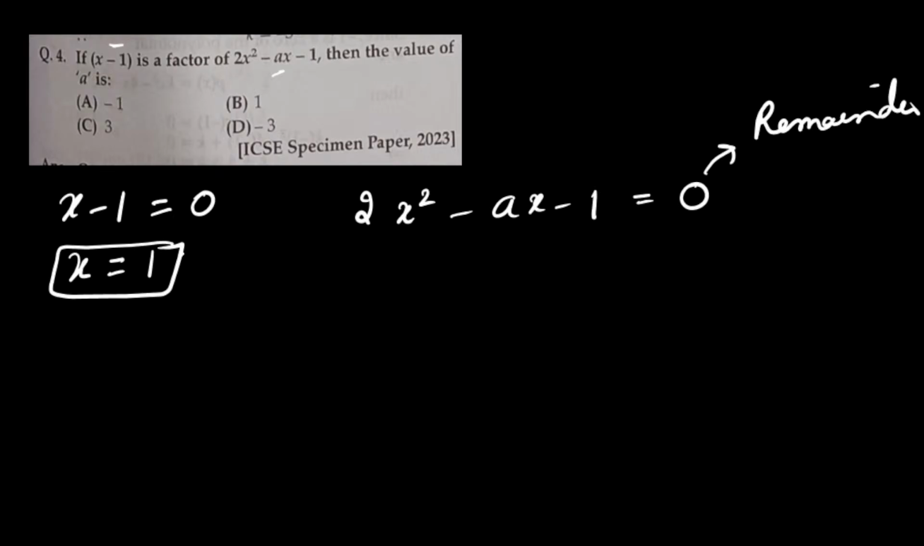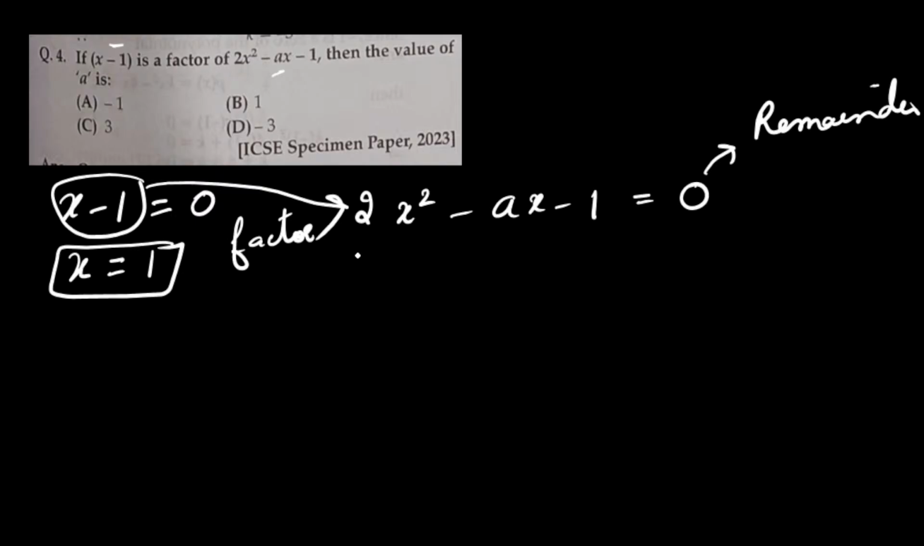This value of x we will substitute in the other polynomial, which is 2x square minus ax minus 1. When we substitute, the remainder will be equal to 0. This 0 is what? This 0 is the remainder. The remainder will be 0 when this is a factor of this. When this linear polynomial is a factor of this polynomial, in that case the remainder is 0.